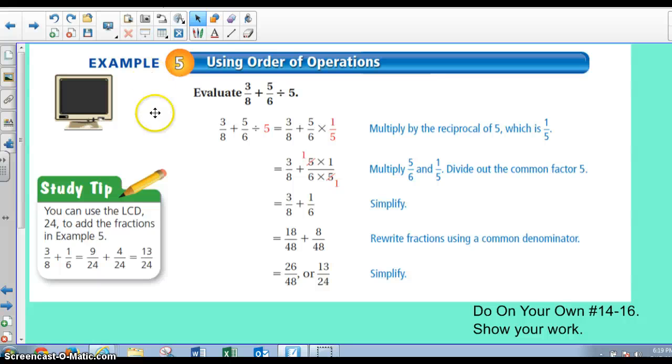It says 3/8 plus 5/6 divided by 5. So I've got it written out here again. 3/8 plus 5/6 times 1/5.